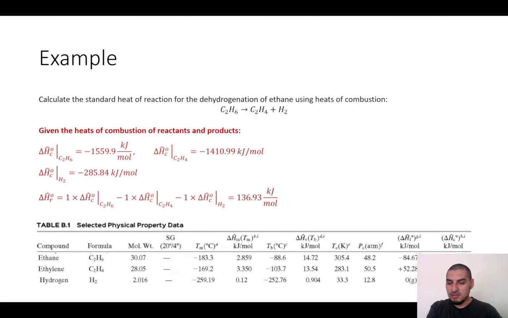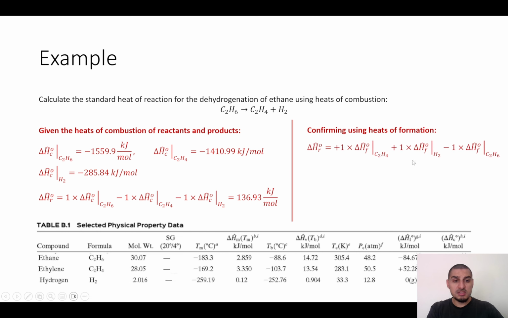So this is what we want to calculate. We can use the heat of formation method. If we use the heat of formation method, what we will do is simply use the numbers from the previous column. The good thing about the heat of formation is that the hydrogen heat of formation is 0. So it's going to be just two terms: the heat of formation of ethylene minus the heat of formation of ethane. So this is ethylene, 0 for hydrogen, and for ethane it's negative. So we will get the same value.